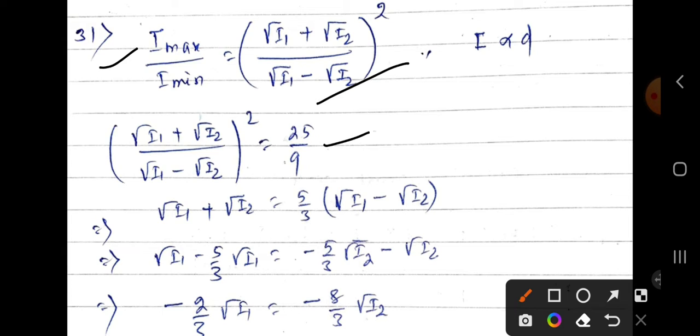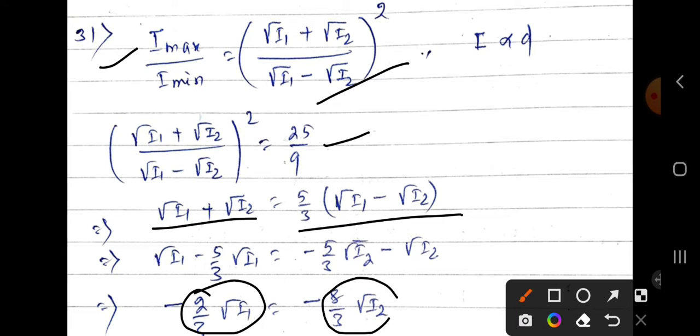Taking the square root on both sides, and multiplying by root I1 minus root I2 on the right side, I will find root I1 plus root I2 equals 5/3 times (root I1 minus root I2). Simply solving, I will get 2/3 of root I1 equals 8/3 of root I2.